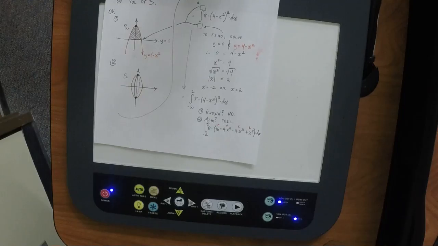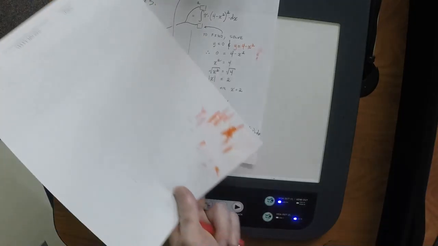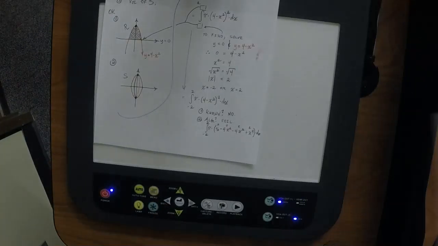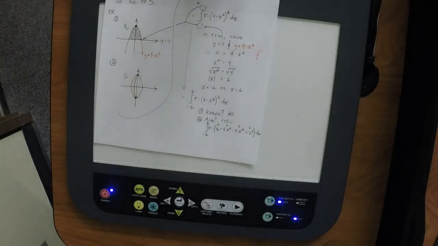Fountain pens are great until they lose their sanity. No, it'll work. I just need.